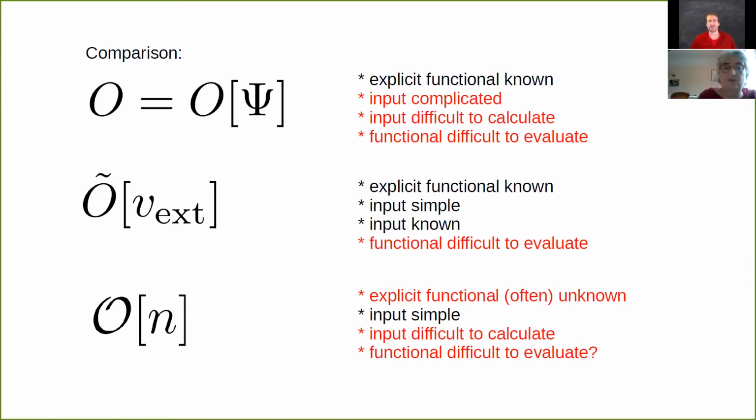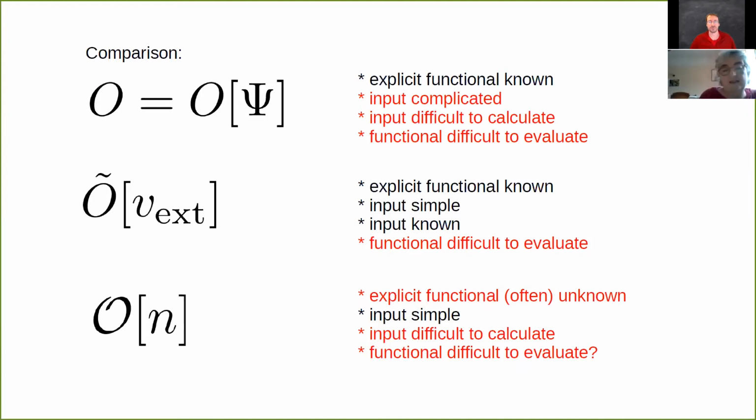It's a multidimensional integral. If we choose to write the observable as a functional of the external potential, again, we have an explicitly known functional. The input, the external potential, is simple. It is known, we don't have to calculate it. And the problem is only that the functional is exceedingly difficult to evaluate.